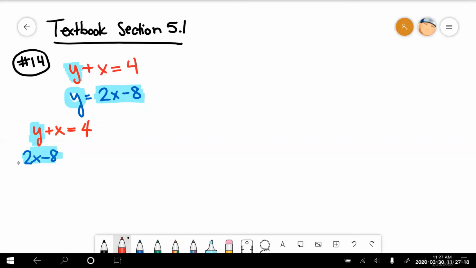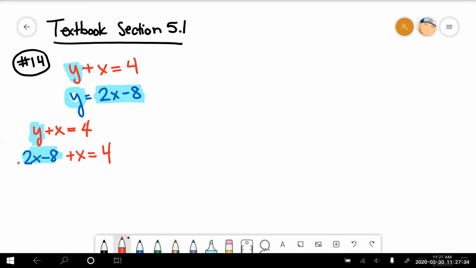And then the rest of the red stays the same. Okay, don't forget that plus x. A lot of students forget that plus x, but it's still there. It hasn't gone anywhere. And now I've got to start combining like terms. We're just simplifying again. Same thing we've been doing for quite a while now.